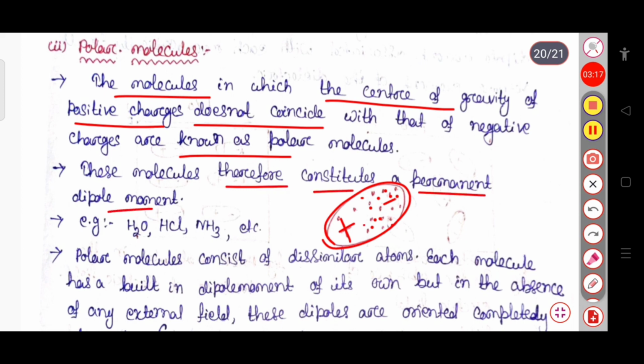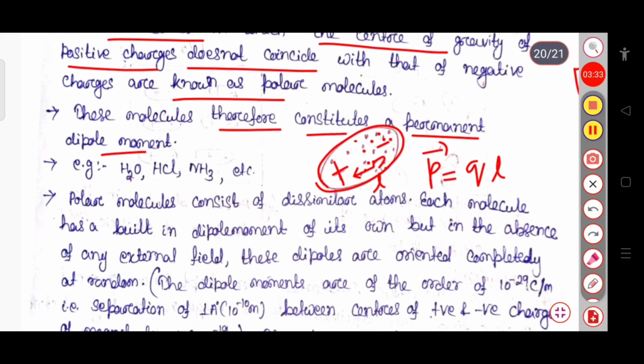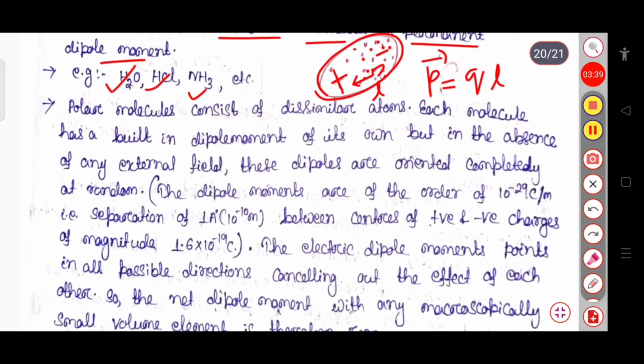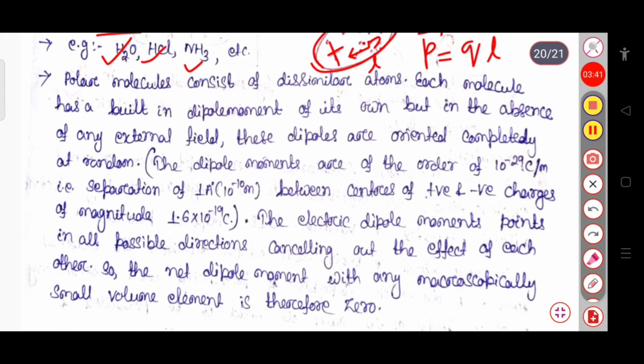Since you can see here that there will be a small displacement between this positive charge and the negative charge, suppose L, then the dipole moment P equals Q into L, which must be present in the case of polar molecules. The examples of polar molecules are water, HCl, NH3, etc. These polar molecules consist of dissimilar atoms.